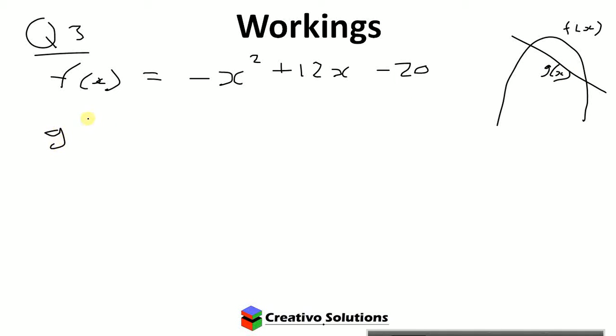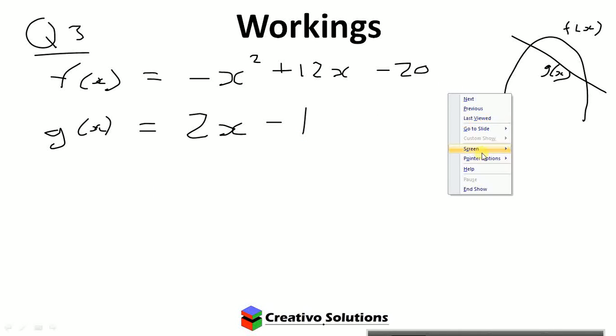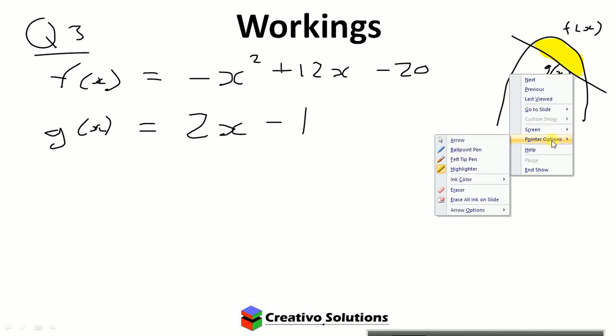So g of x is equal to, what is g of x? 2x minus 1. Is that right? Let's just double check. Y equals minus x squared plus 12x minus 20. Yes. 2x plus 1? Yes. Good. So what would this area be between the two graphs, i.e. this part? The graph is in your actual question, so you have to redraw it. I'm just showing it here.